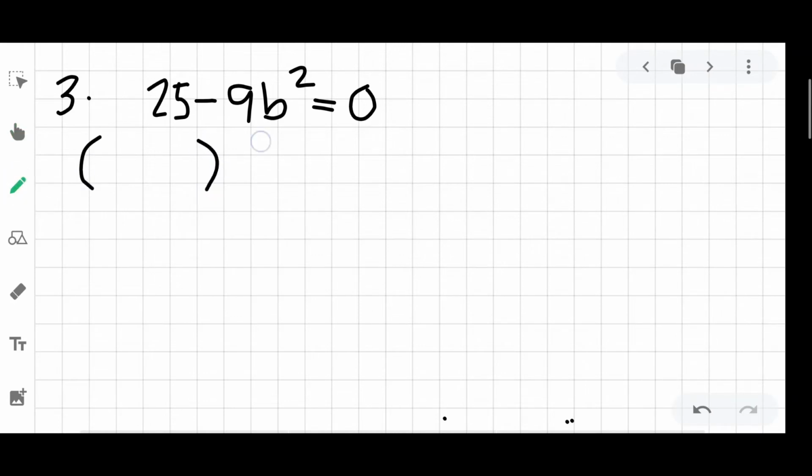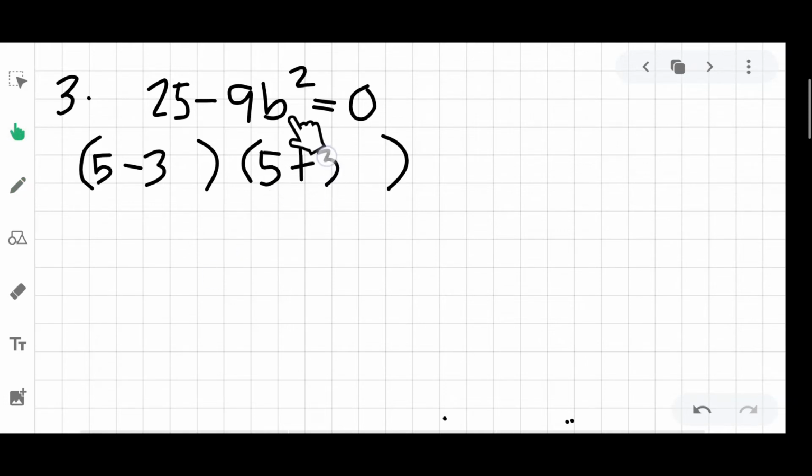Una, lalagay tayo ng parentheses. First, get the square root of 25. What is the square root of 25? 5. Lagay natin sa parehas. Next, write negative, positive. Okay lang kahit baliktarin ninyo. Ngayon naman, what is the square root of 9? The answer is 3. Lalagyan din natin ng 3 yung kabila.